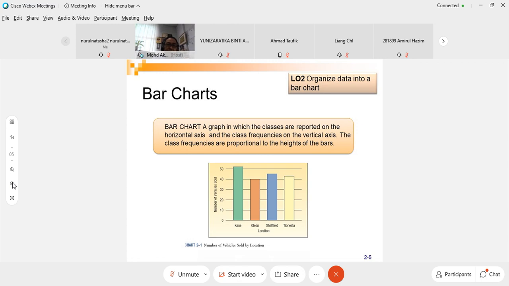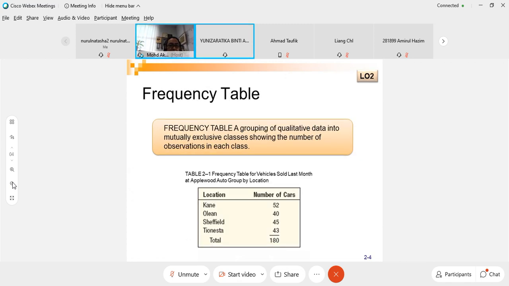Bila kamu lihat rajah ni, what you can say? Cuba tanya Yuni Zaratika. Kalau lihat rajah ni, which one the highest one? Ken. Which one the lowest one? Olin.